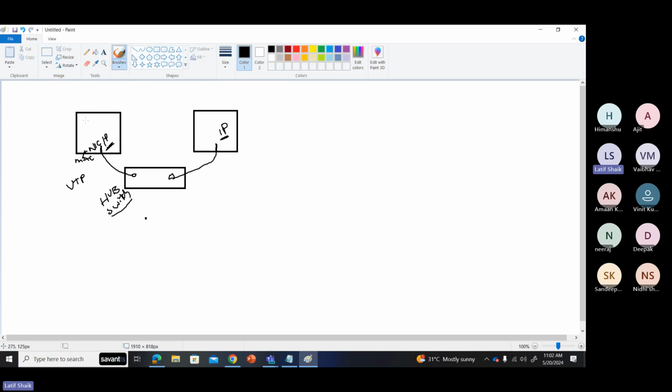Of course, to communicate from one system to another system, we need different types of protocols, depending upon the type of communication. Whether you are doing mail communication, file transfer, or web related communication, it depends upon the type of communication. So we use different types of protocols in it.